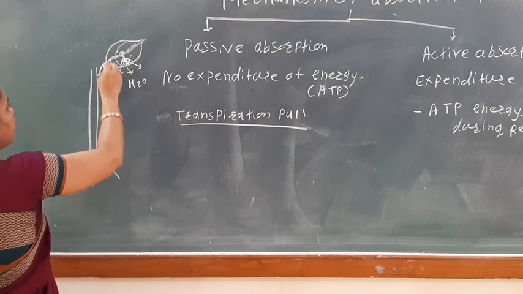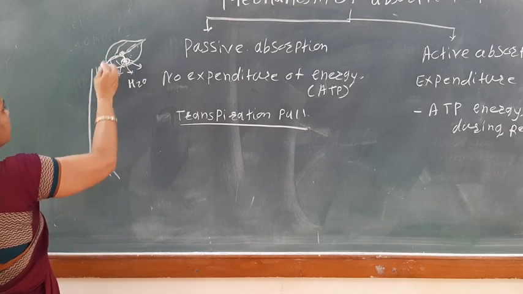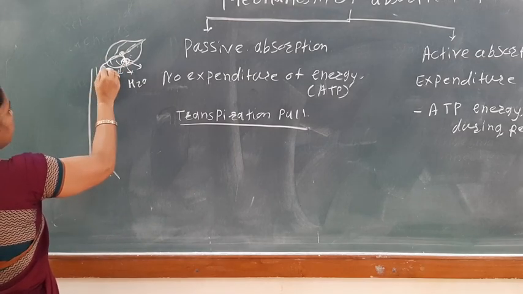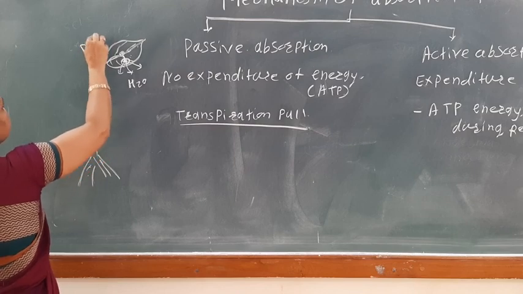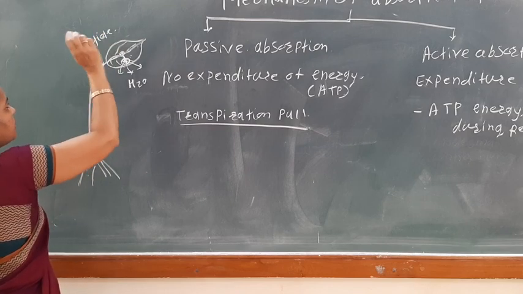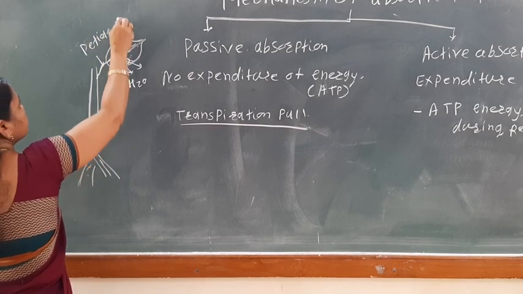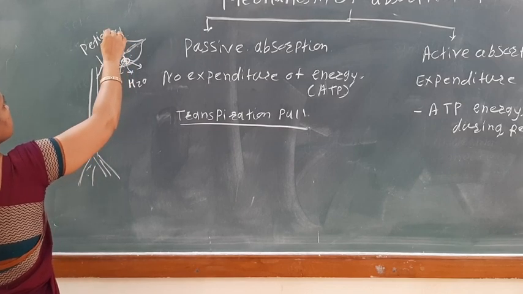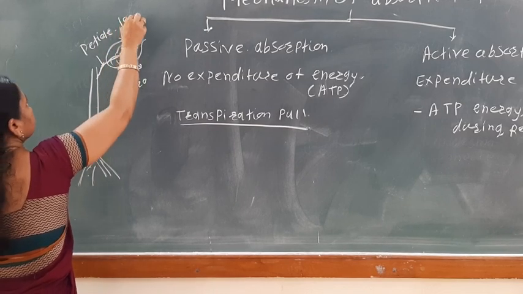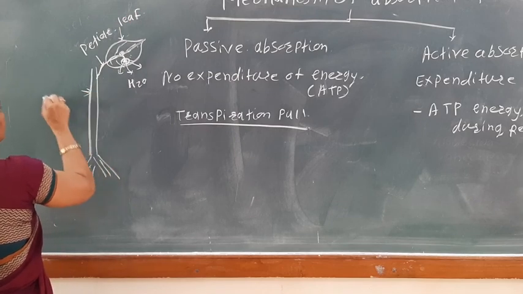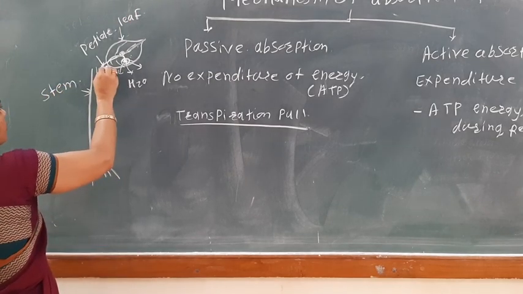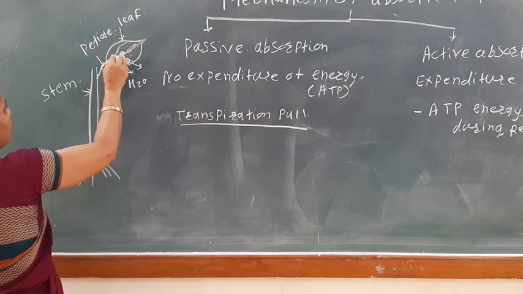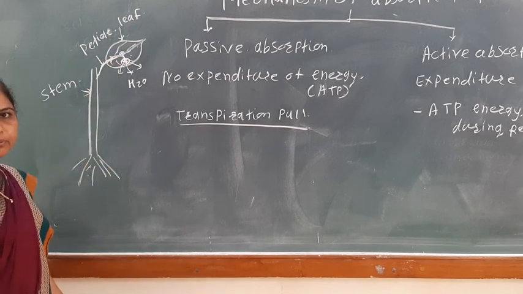Then again, into the leaf cell, the water is mainly absorbed from the petiole. So here is the petiole. It is the leaf. Petiole, leaf. And this portion is the stem. So water is absorbed from the petiole into the leaf veins.